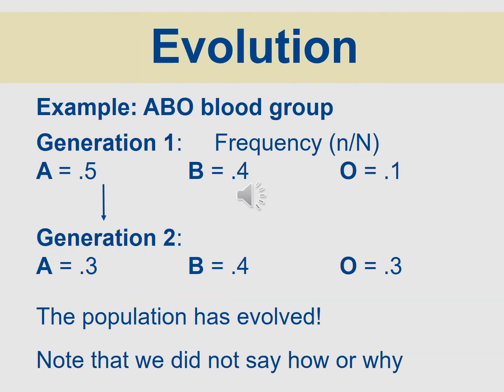So here's an example of evolution. The ABO blood group is a good example. The blood types that we're already kind of learning about, right? You can be A, B, O, or you can be AB because of codominance. And we have a good idea that the ABO blood group follows Mendelian inheritance.